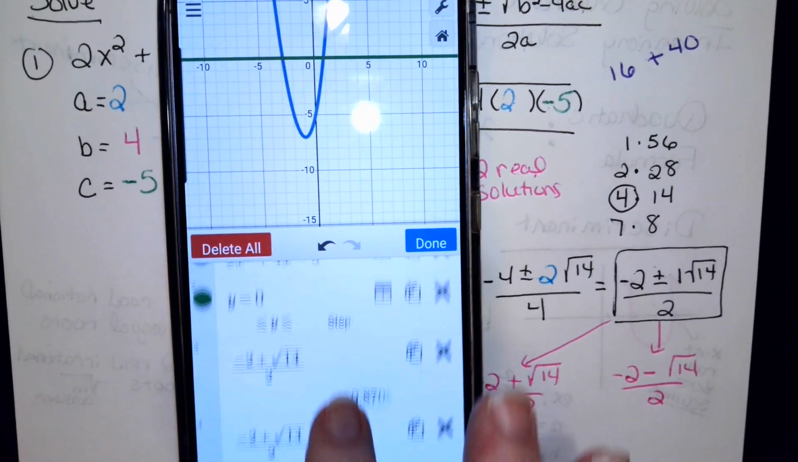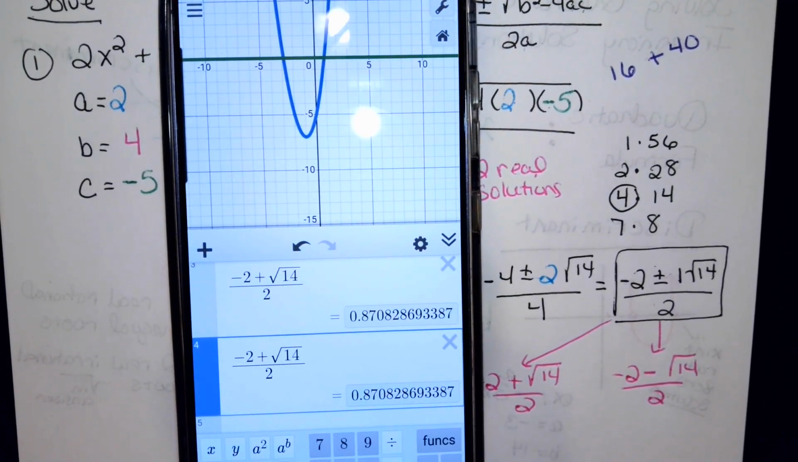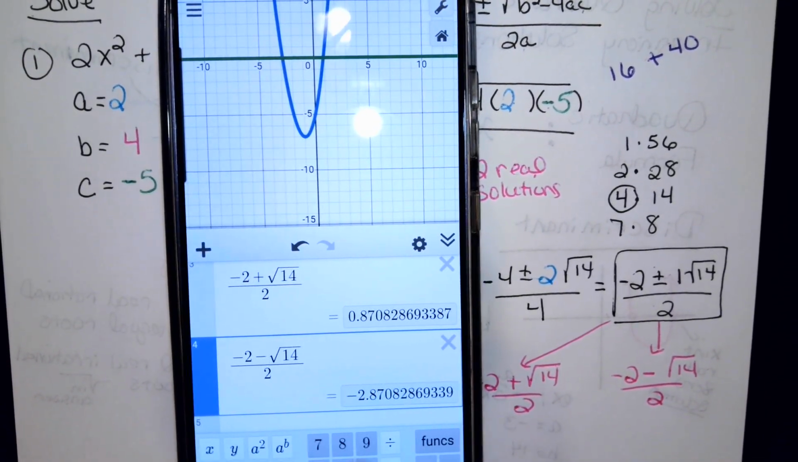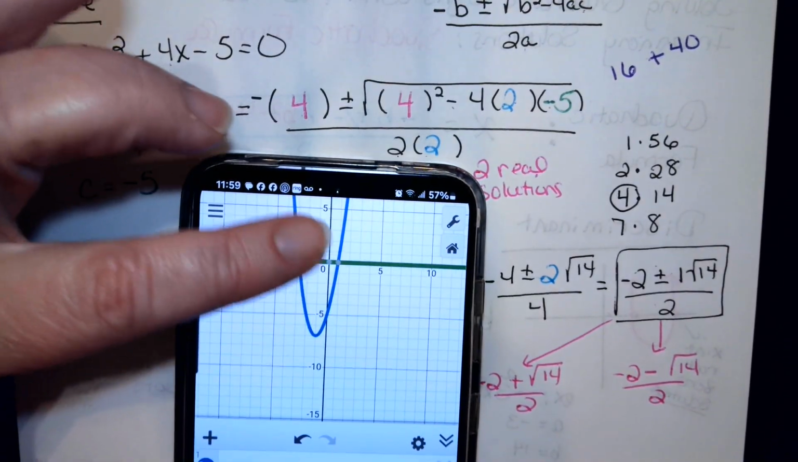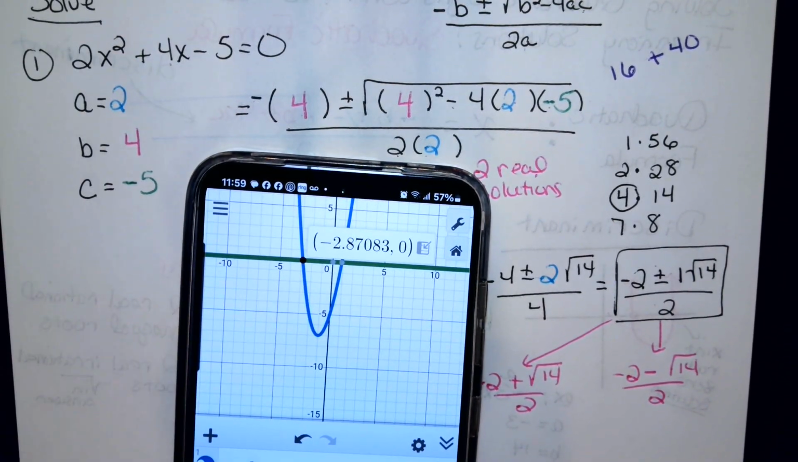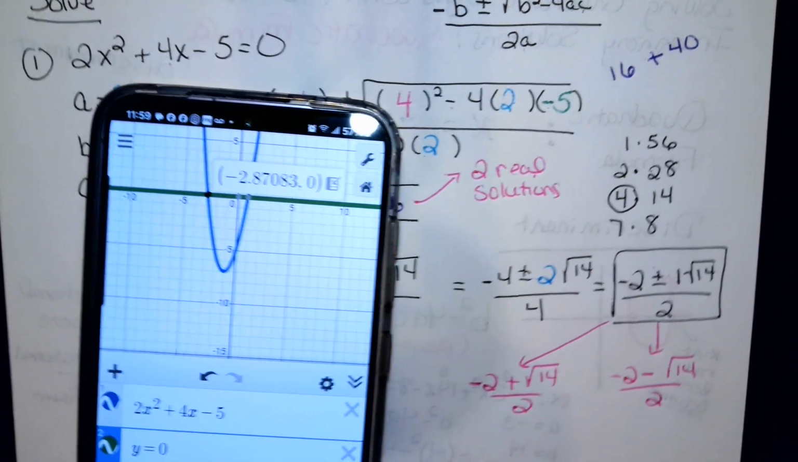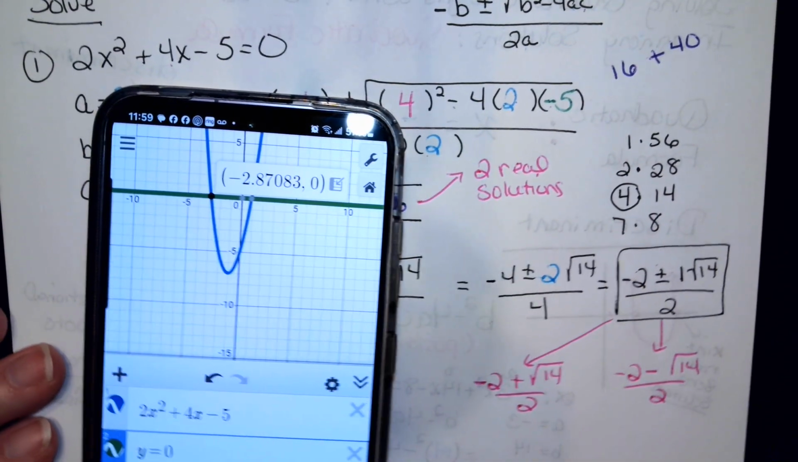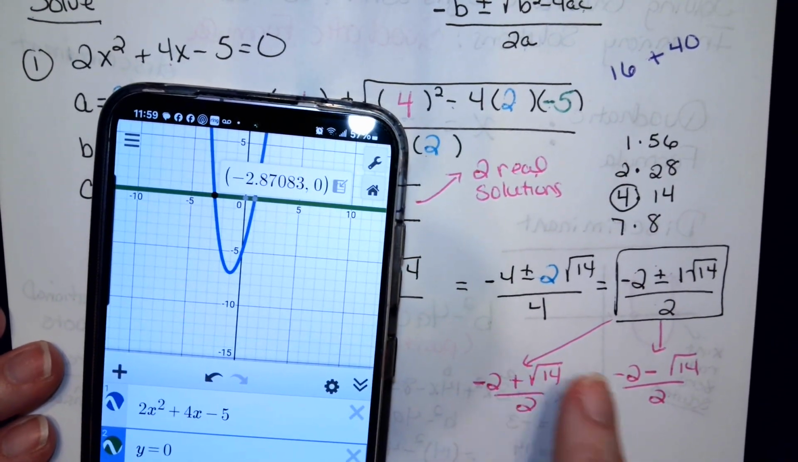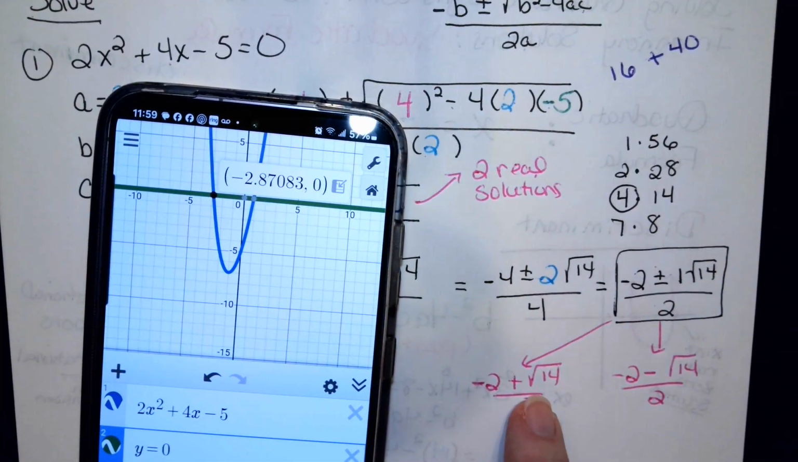If I change this to a minus right here, we get negative 2.87. Going back to our graph, is that negative 2.87? Yes, it is. So if you want to use Desmos to solve your problem, because you get mixed up, you can look at your answer choices and put one answer choice in at a time and see if it matches the decimal value of your graph.